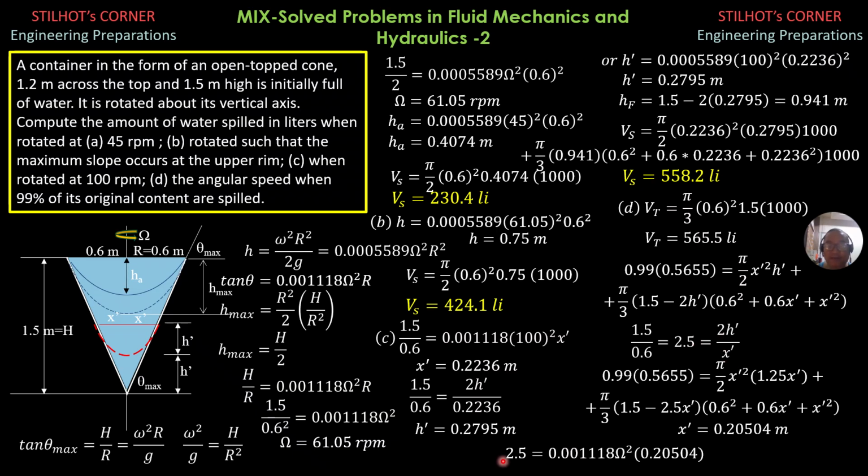But anyway, we can use this formula for slope 2.5 or 1.5 over 0.6 that's maintained equals 0.001118 omega square x prime, the reduced. So solving for omega, it is 104.4 RPM. As expected, slightly greater than 100 RPM. So that's it for this video.